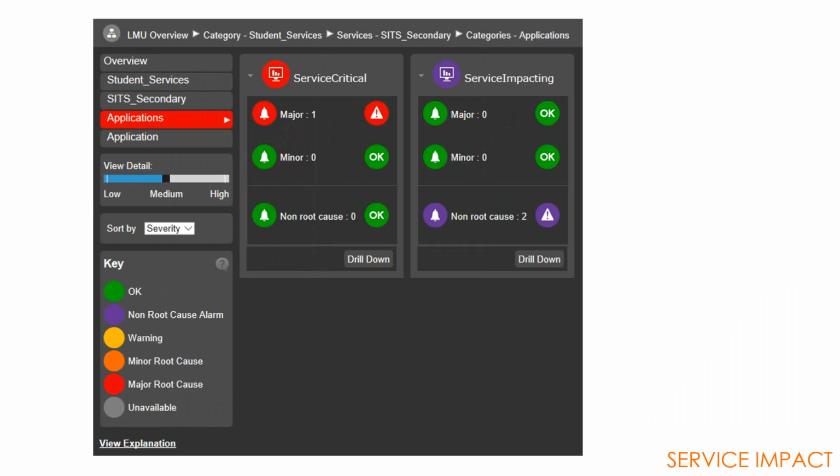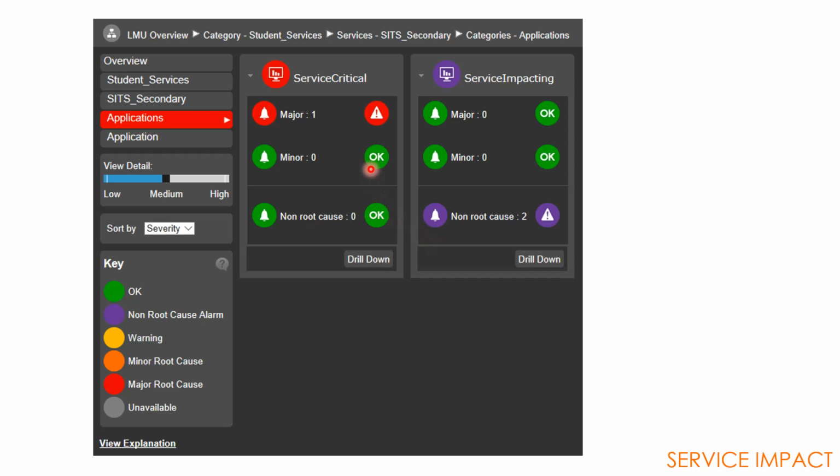This dashboard visualizes the alarms and their impact on the service being analyzed. We can see the two service impact categories, service critical and service impacting. Any alerts in the service critical category are having a critical effect on the service. Any alerts listed in the service impacting category are having a degrading effect on the service. Under the service impacting category, the two purple non-root cause alarms are real alarms, but they are not actually affecting the service in any way. This is powerful information that is a massive help when performing root cause analysis.